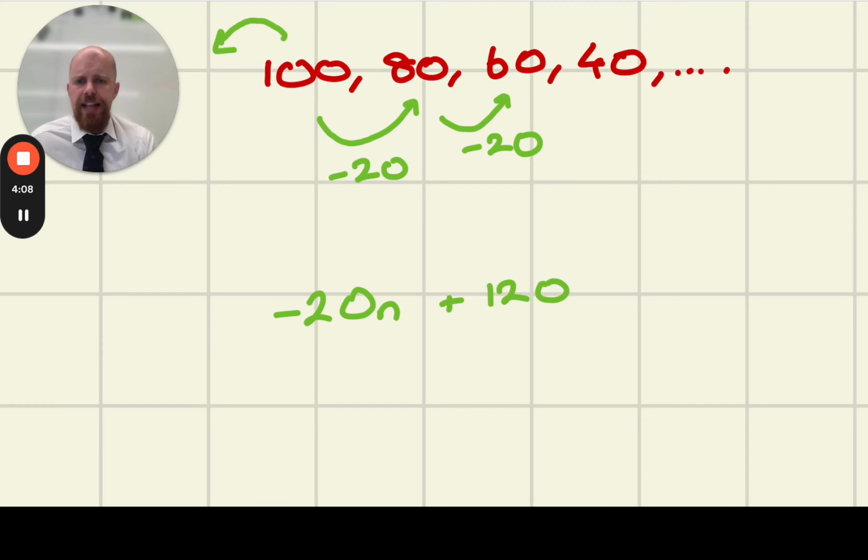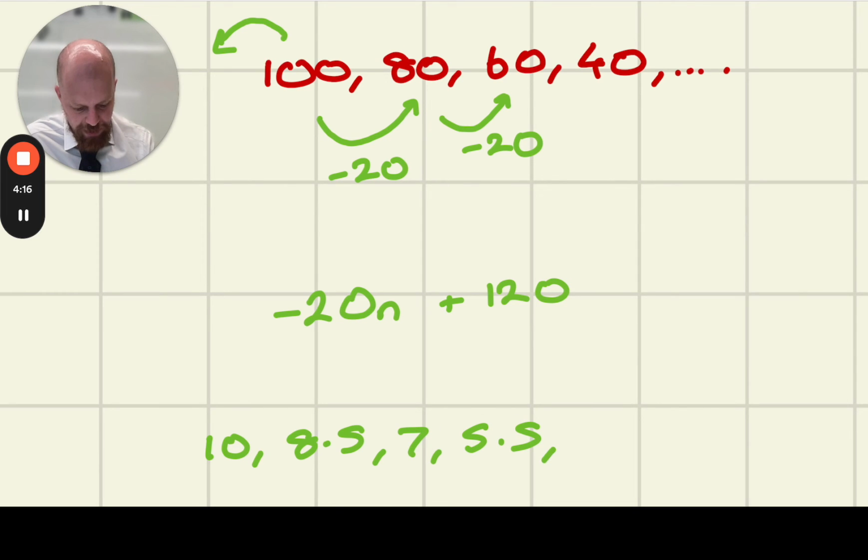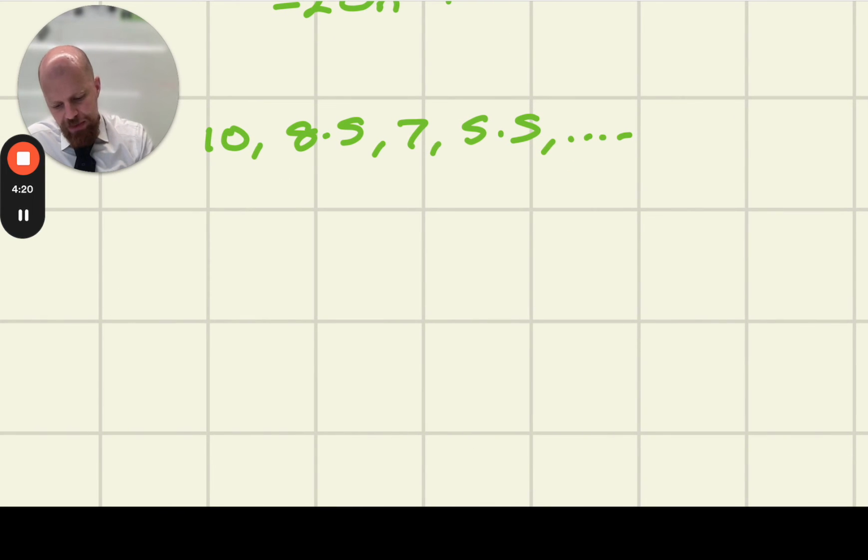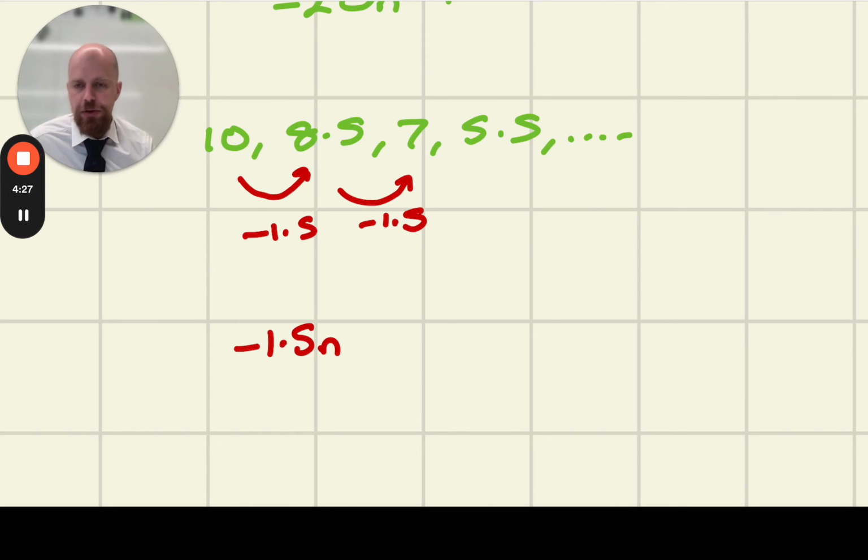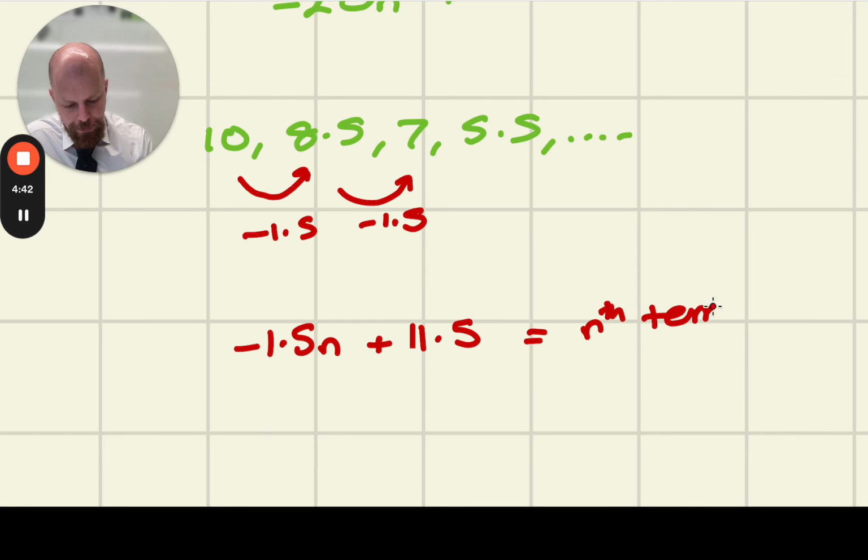This works if you're dealing with decimals as well. Let's say we had 10, 8.5, 7, 5.5, and so on. Well, I'm going down by 1.5. I'm subtracting 1.5 each time. That means I'm looking at the minus 1.5n times tables. And if I go back 1 term in the sequence, so 5.5, 7, 8.5, 10, the next term is 11.5. And that is my nth term of this sequence.